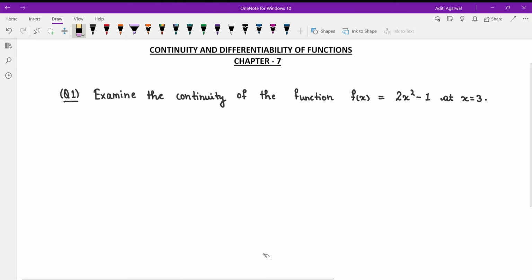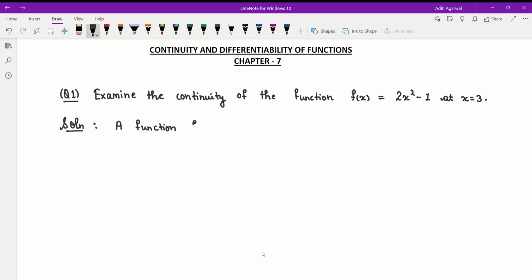Hello. So we are solving the exercise of chapter 7, Continuity and Differentiability of Functions from ISC Mathematics grade 12 by OP Malhotra and SK Gupta. The first question is, examine the continuity of the function f of x equals 2x square minus 1 at the point x equals 3. Now, in order to find the solution of the question, you should first know what a function continuous at a particular point means.